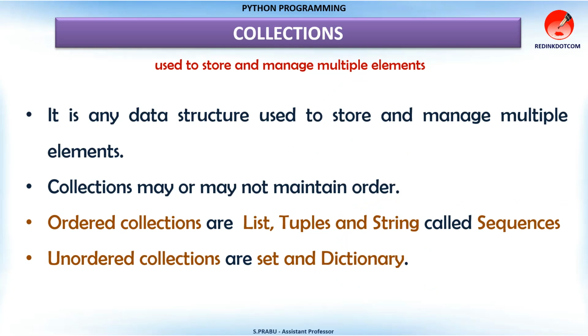This means that each element in these collections has a specific position or index, and you can access elements using these indices. On the other hand, unordered collections do not maintain any specific order for their elements. Examples of unordered collections are sets and dictionaries, in which elements are stored without any particular sequence. So, depending on whether we need to maintain order or not, we can choose the appropriate type of collection.